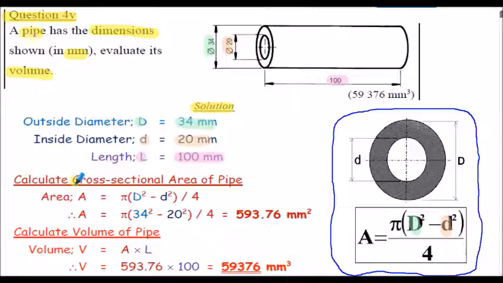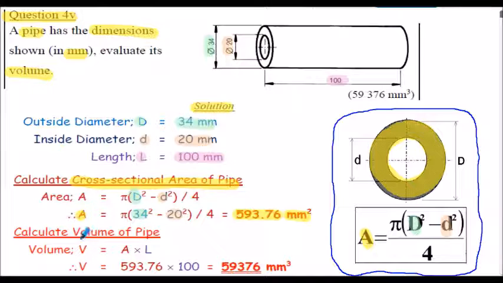So to calculate the cross-sectional area of the pipe, first of all, we're using this standard formula from our previous notes, which is pi multiplied by, in brackets there, the outside diameter squared minus the inside diameter squared, all divided by 4. We've shown that equation previously in our Introduction to Areas presentation. Inserting the outside diameter, 34 millimeters, and the inside diameter, which is 20 millimeters, we can evaluate the cross-sectional area, in other words this area here, and that's 593.76 millimeters squared.